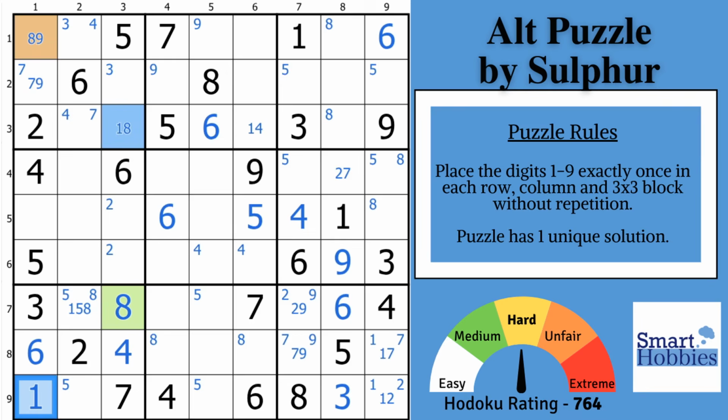We're going to remove all these colors, and we're going to see what this solving did for us. Okay, since you got the 8 there, you can remove the 8 from this cell, and you can remove the 1.